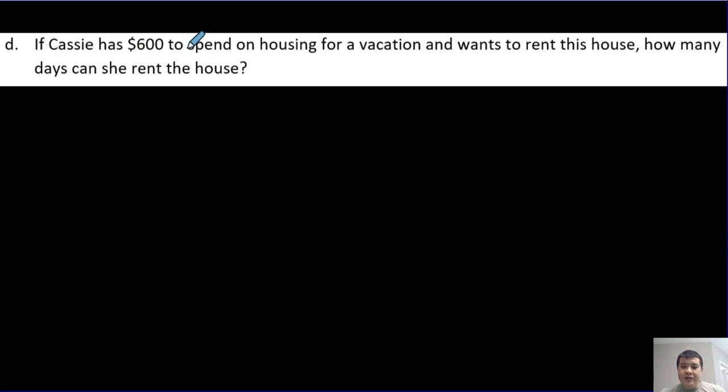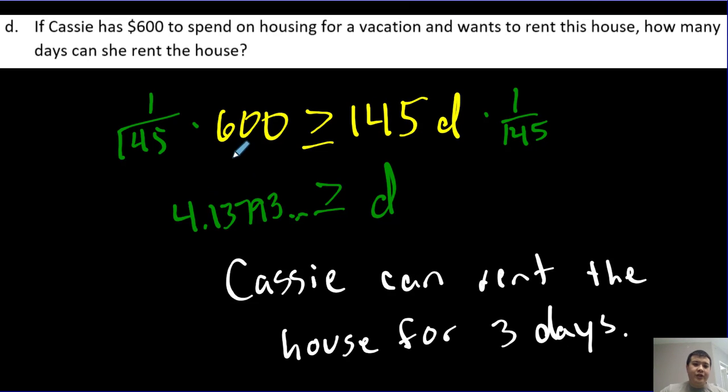If Cassie has $600 to spend on housing for a vacation and wants to rent this house, how many days can she rent the house? We can solve this by using an inequality. Going back to inequalities. So go ahead and try this out on your own. The inequality you should have set up was 600 is greater than or equal to 145D, since 145D represents the cost of renting the house. It has to be less than or equal to 600.